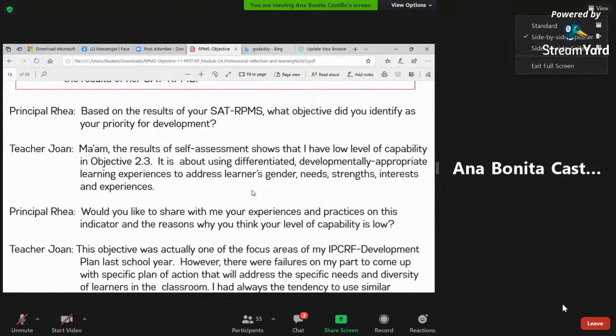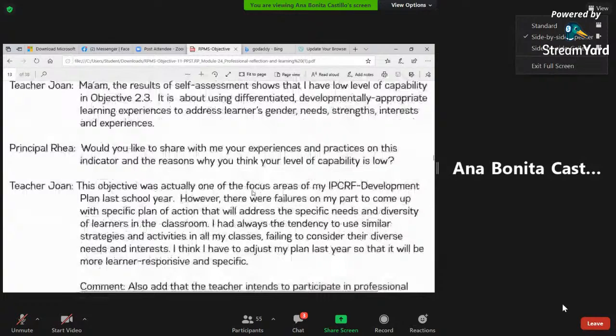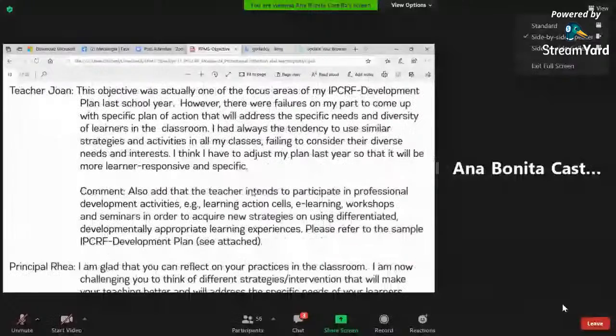Teacher Joanne: This objective was actually one of the focus areas of my IPCRF development plan last year. However, there were failures on my part to come up with a specific plan of action that would address the specific needs and diversity of learners in the classroom. I had always the tendency to use similar strategies and activities in all my classes, failing to consider their diverse needs and interests. I think I had to adjust my plan last year so that it would be more learner-responsive and specific.